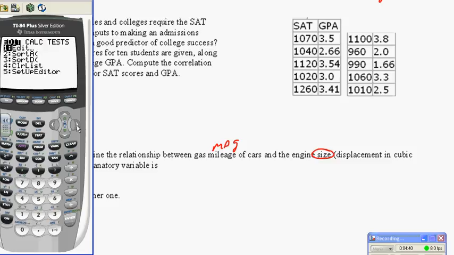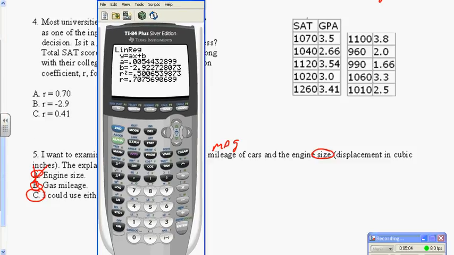We go to Stat, Calculate, and it's not 2-Var Stats, even though there are 2 variables. We want to find correlation, so we go to LinReg, or linear regression. And it's list 1 and 2 naturally, so I can just go enter, and it is R, not the R squared, but R is what we're looking for. And 0.7 is one of our choices.